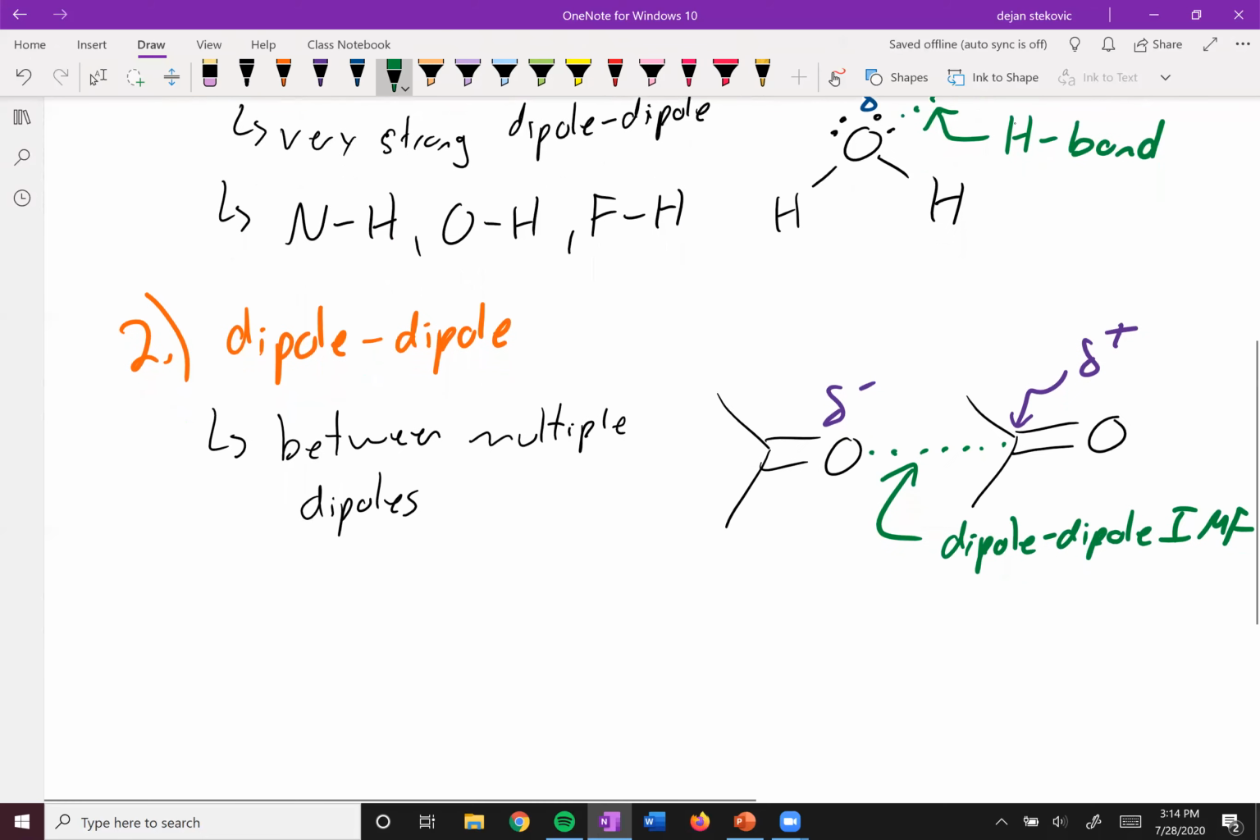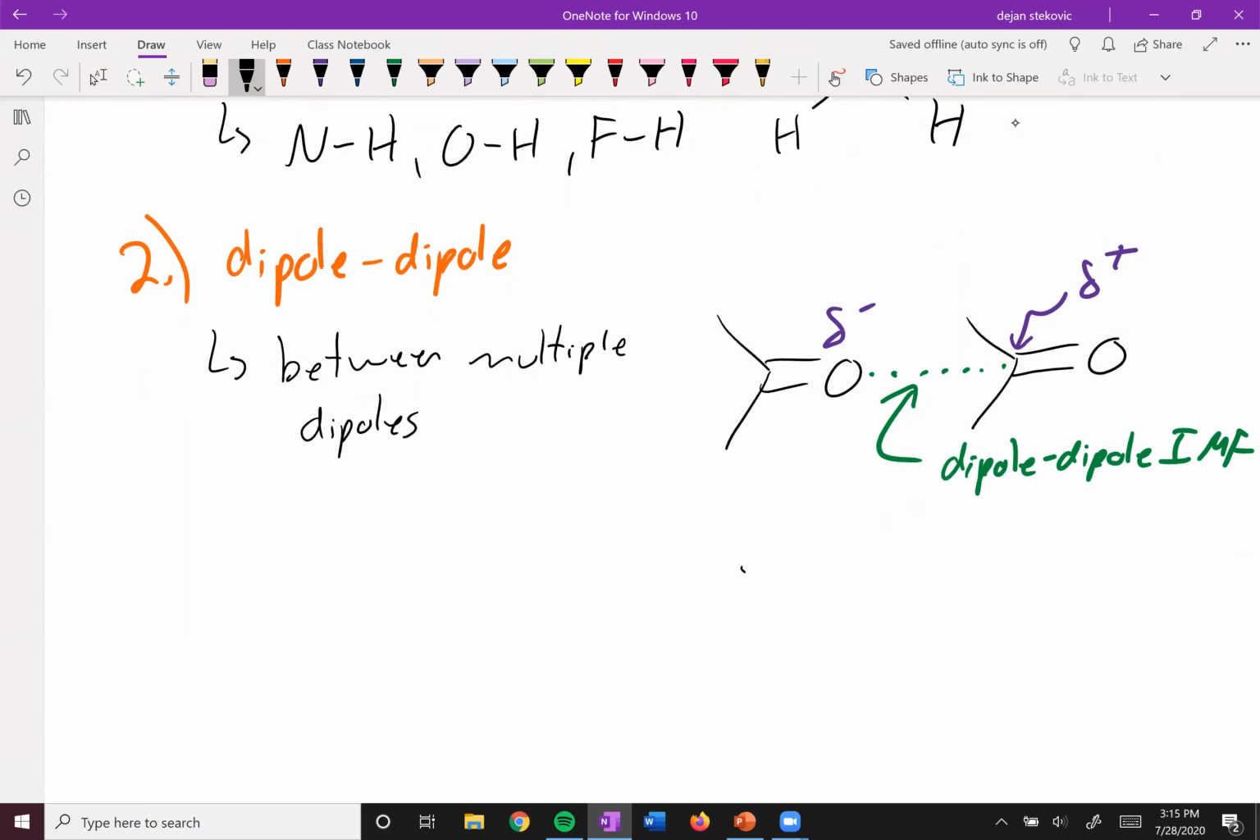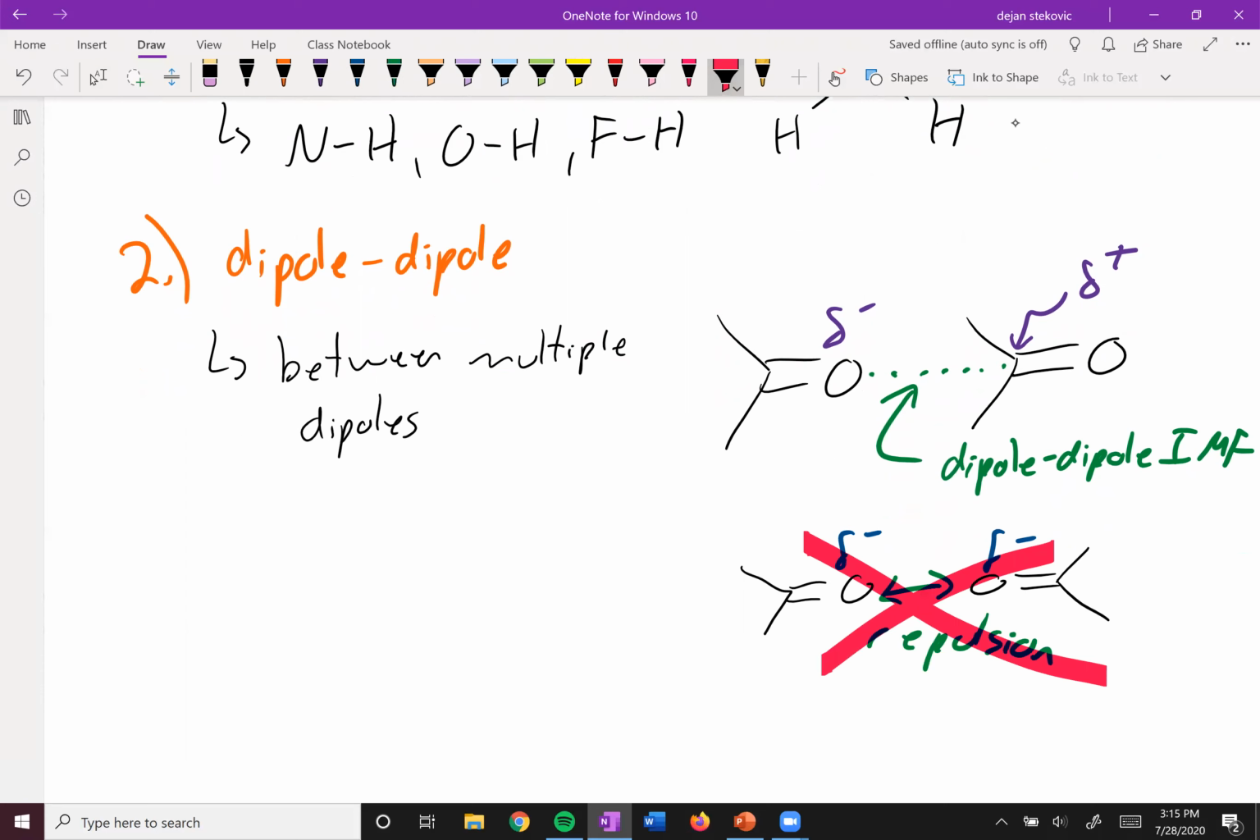All right, and it makes sense, right? Opposites attract. So if we were to draw this molecule this way, both of these oxygens are partially negative, and so there would be a repulsion here. And so these molecules would not favorably interact in this way, right? So that's not a very good representation. Remember that opposites attract.